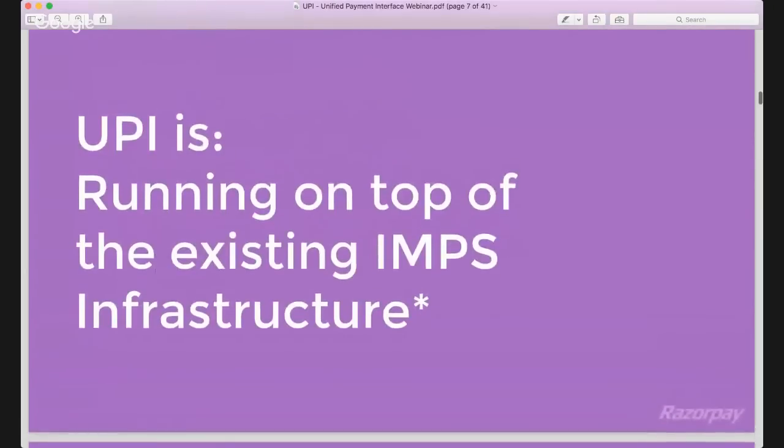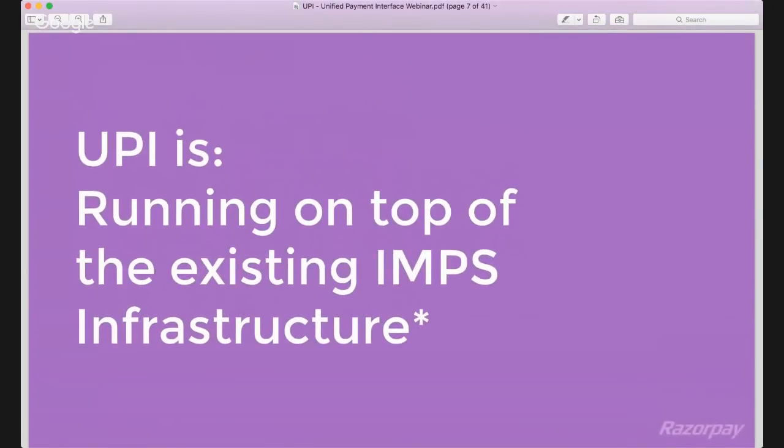The next thing is UPI currently runs on top of the existing IMPS infrastructure. This is important because it's only for now, which means there's a really neat way for NPCI to kickstart the UPI revolution. We already have our existing infrastructure to transfer money between bank accounts, which has been working really well, and it's called IMPS. So UPI essentially piggybacks on top of IMPS, and any bank transfer that you make using IMPS will be the same as any bank transfer you make using UPI.